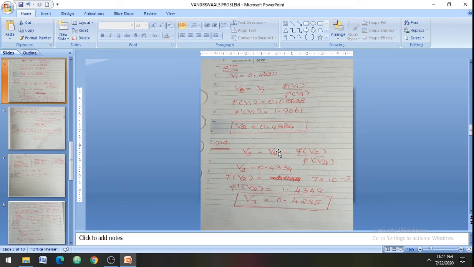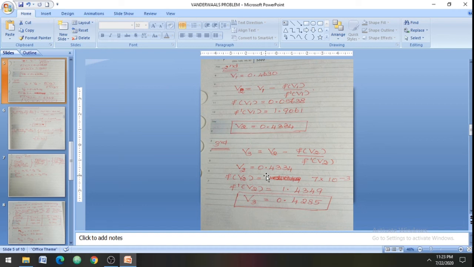So for the third iteration, n is equal to 2, V3 is equal to V2 minus f of V2 by f dash of V2. We have the expressions, so replace V with V2, substitute the V2 value, and find out f of V2 and f dash of V2. Substitute these values and find out V3. Finally we got the value 0.4285.